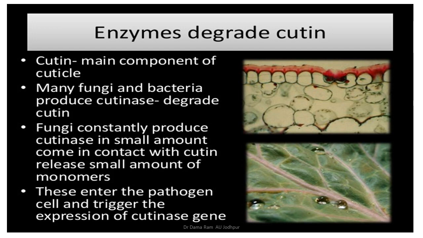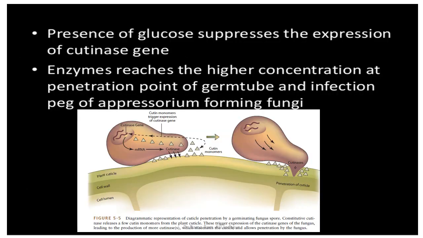Cutinases are a group of enzymes that hydrolyze the plant cuticle, and biochemically the cutinase enzyme belongs to the serine hydrolase family. Also, the cutinase enzyme is very essential for the direct penetration of the host cuticle by pathogenic fungi. One more thing, the presence of glucose suppresses the expression of the cutinase gene, that cutinase protein that is responsible for production of the cutinase enzyme.